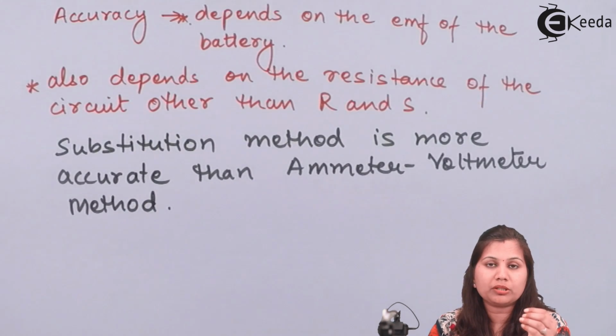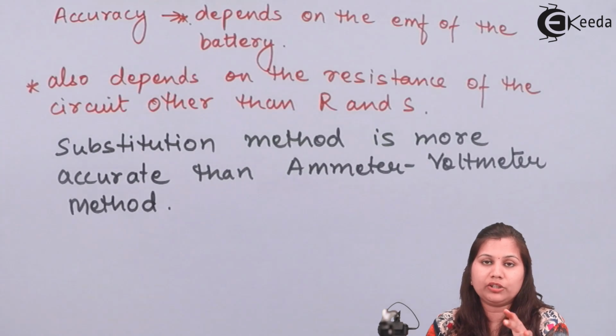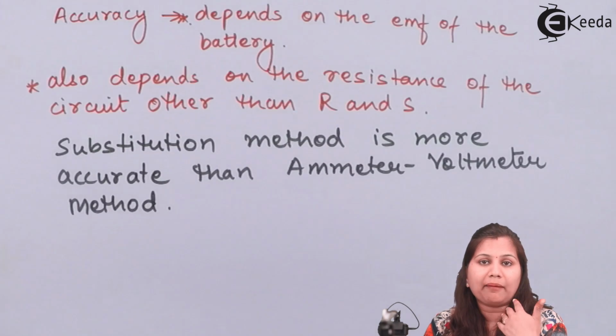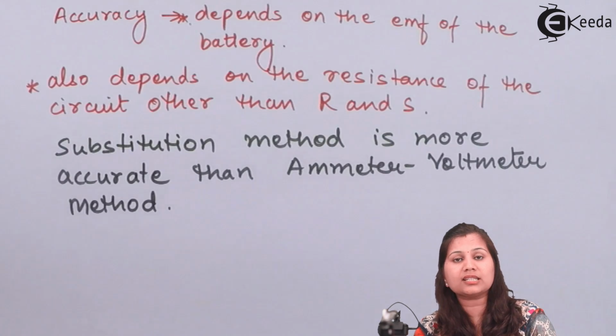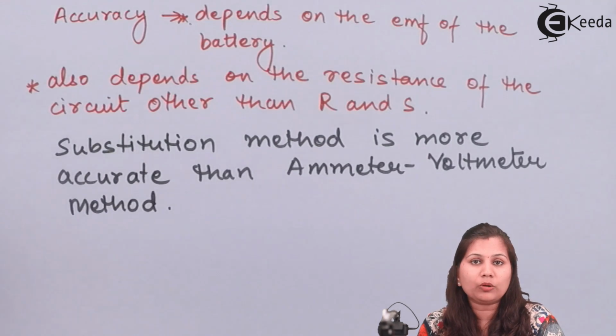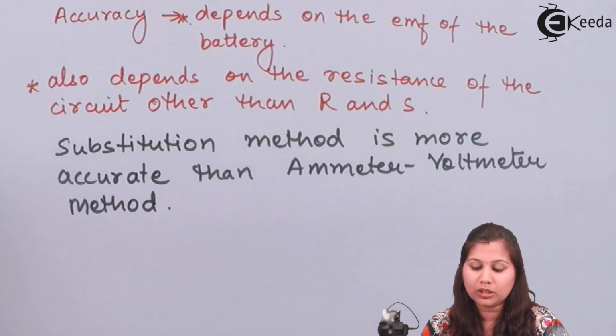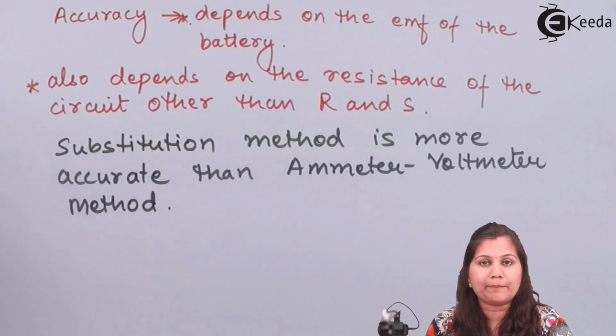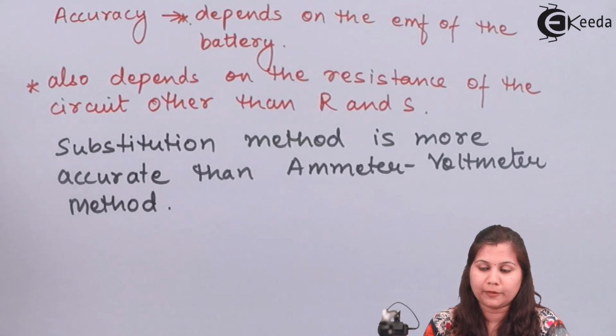Now this substitution method is not generally used for the measurement of medium resistances. This method can be used in some modified form for the measurement of high resistances. In the case of bridges also, this substitution principle is used for the measurement of resistances or for the measurement of other parameters, and in high frequency AC measurements also, this substitution method or substitution principle is used.